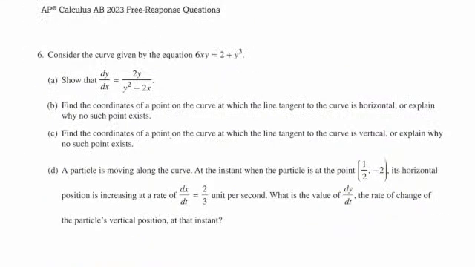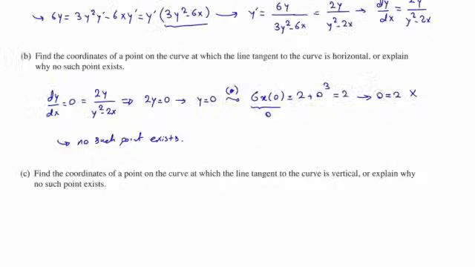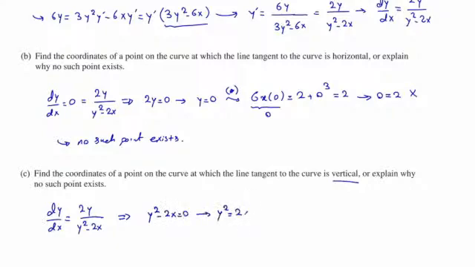Part C. Find the coordinates of a point on the curve at which the line tangent to the curve is vertical, or explain why no such point exists. For this part, we know that dy/dx is 2y over y squared minus 2x. Because it is vertical, the denominator should be 0. So y squared minus 2x should be 0, so y squared equals 2x.